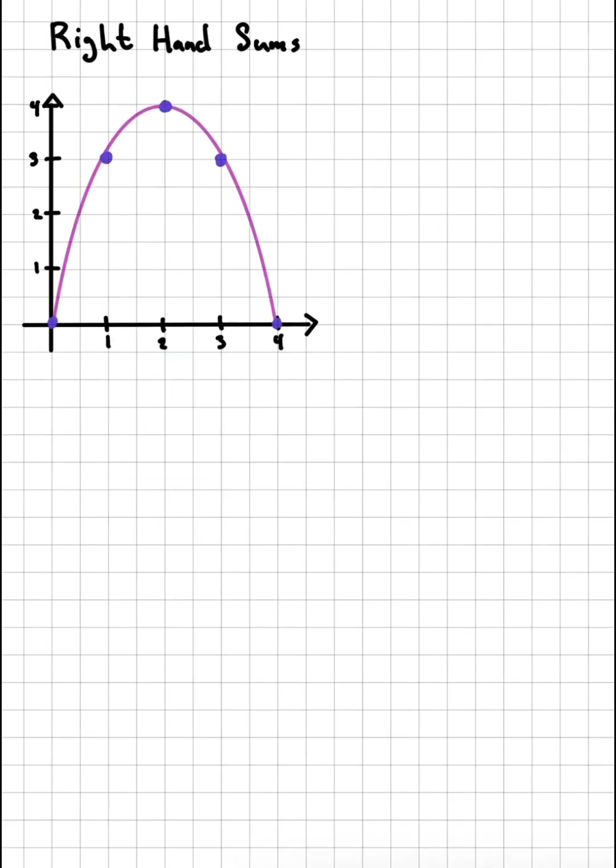Today we're going to be going over 3 types of Riemann sums. The first one is right-hand sum. As we previously established, the first thing we're going to do is find our n value. And just like before, we can say n equals 4. And then we have to find delta x. And just like before, delta x equals 1.